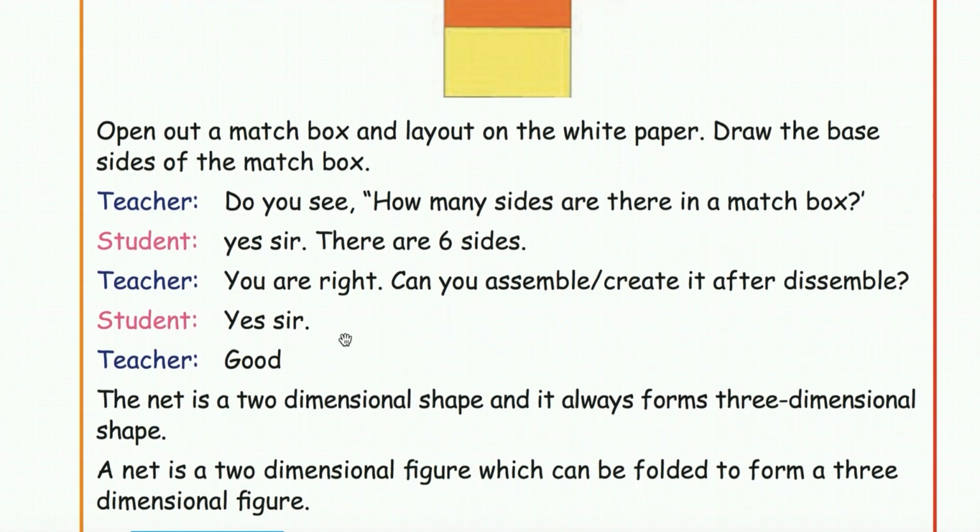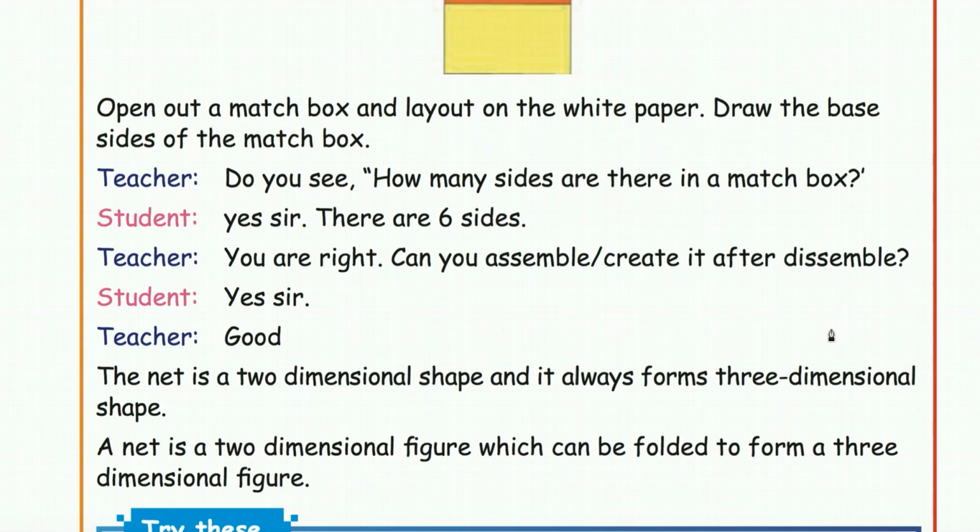Teacher. Oh, it is a short story. Teacher is asking, and teacher means somewhat authoritative, right? Do you see how many sides are there in the matchbox? That is how a teacher pronounces. Student: Yes, sir. There are 6 sides. A student usually answers in a very smooth, polite way, and also short. Short and sweet. Teacher: You are right. Can you assemble or create it again? Student: Yes, sir. Teacher: Good.